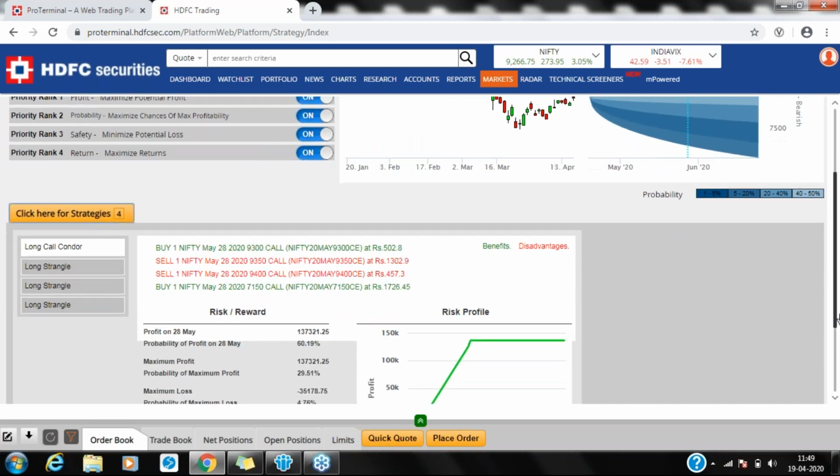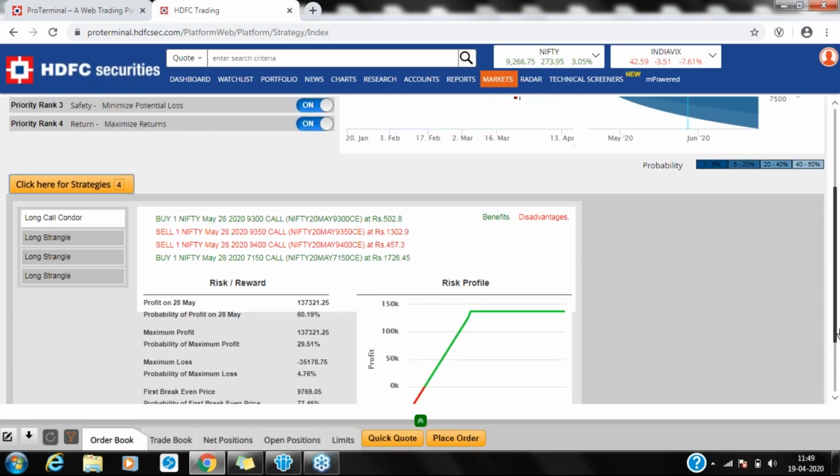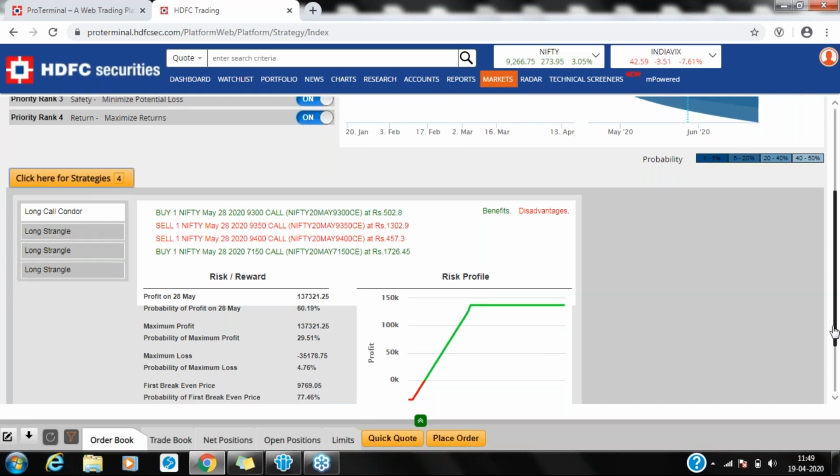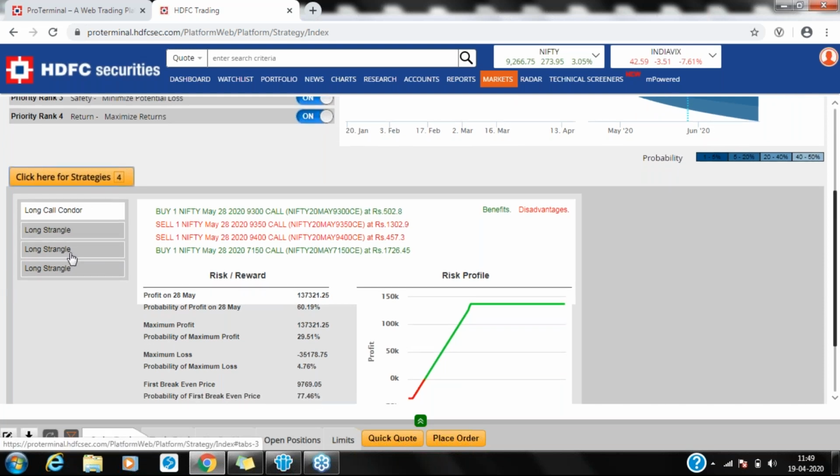So what are the four different strategies? The first one is a long call condor. The second one is a long straddle. The third one is also a long straddle, and the fourth one is also a long straddle, but with a different strike price, obviously. So the first strategy is long call condor.